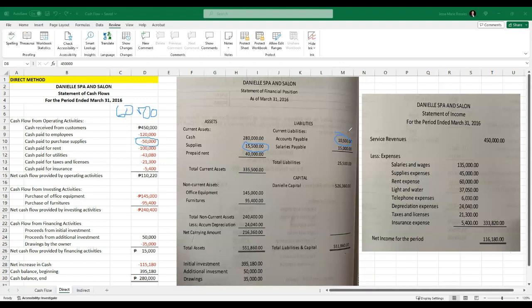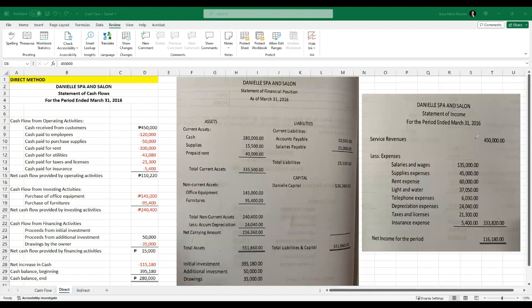So, in short, ang total supplies na atong gi-purchase for the period is 45,000 plus 15,500, that is 60,500. Pero, giutang nato ang 10,500, so atong gibayaran lang og cash is 50,000 pesos. Okay? Mao nang naa tay cash paid to purchase supplies, 50,000.